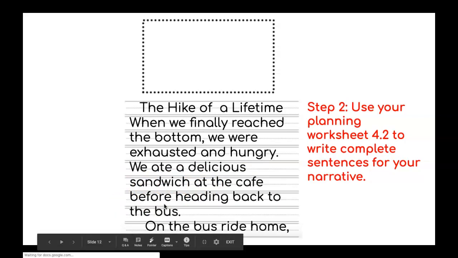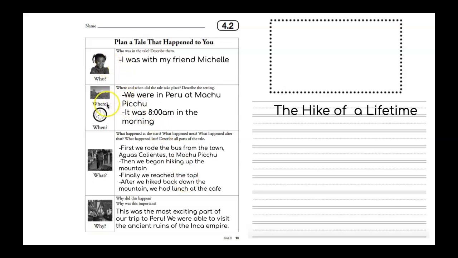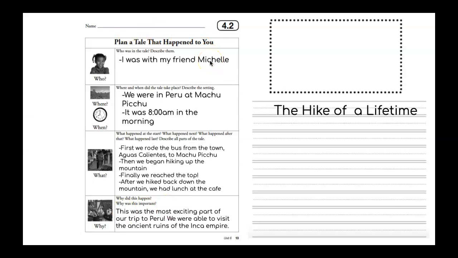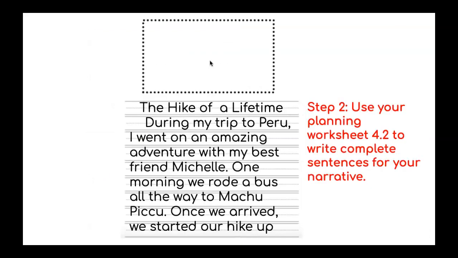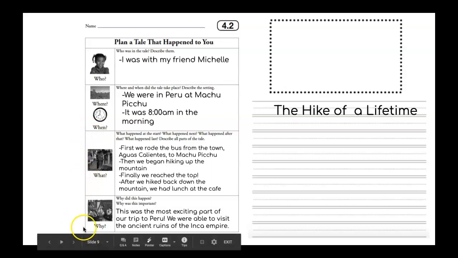So one more time, I just want to show you that I took all of my ideas that I wrote on my planning worksheet, who I was with, where it happened, when it happened, what happened, and why it was important. I took all of those ideas and I turned all my thoughts into complete sentences to write my story. And of course, if you'd like to pause the video and read my story again, you can. If you go through and you read a story, it should answer all 5 W questions: who, where, when, what, and why.